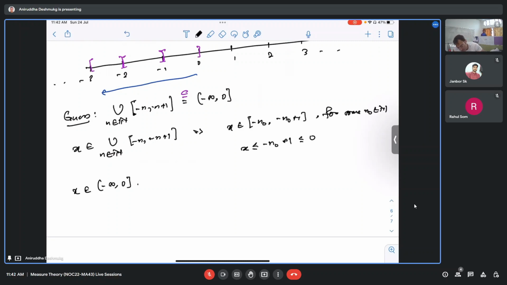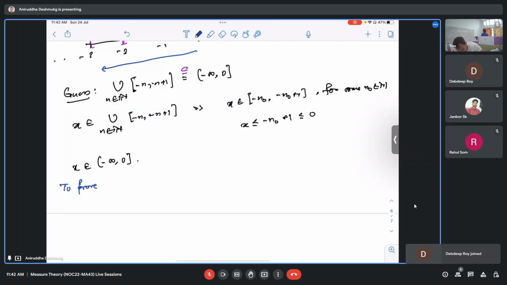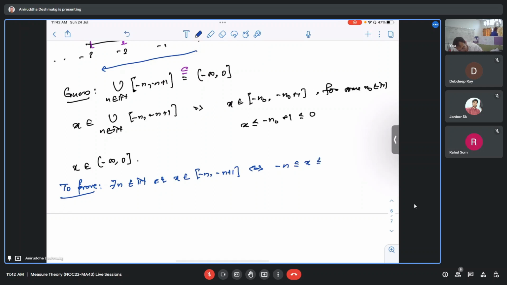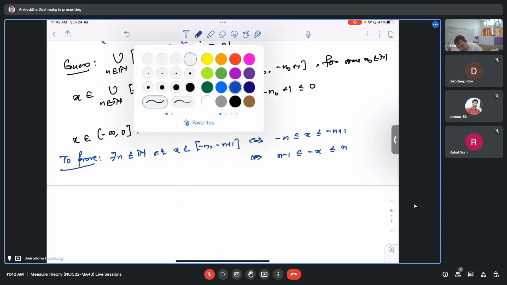So again, let us try to see what it means. To prove that there is some n such that x belongs to [minus n, minus n plus 1], this is the same as saying minus n is less than or equal to x, and this is less than or equal to minus n plus 1. Or this is the same as saying that n minus 1 is less than or equal to minus x, and this is less than or equal to n. And this can always be done.